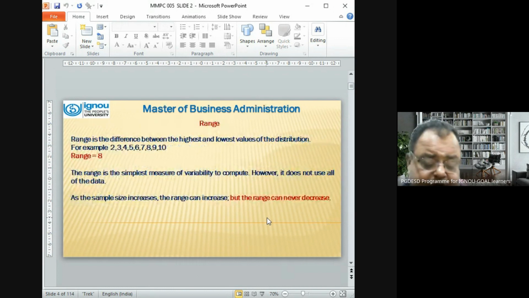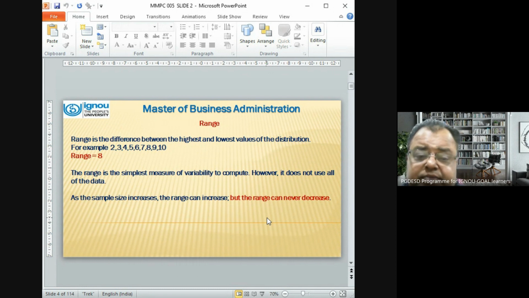First of all, we will start with the range. Range is the difference between the highest and the lowest value of the distribution. You can see here there are numbers 2, 3, 4, 5, 6, 7, 8, 9, 10. Range is basically the smallest number is 2 and the largest number is 10. The difference between the largest and the smallest is 8. That means 10 minus 2.